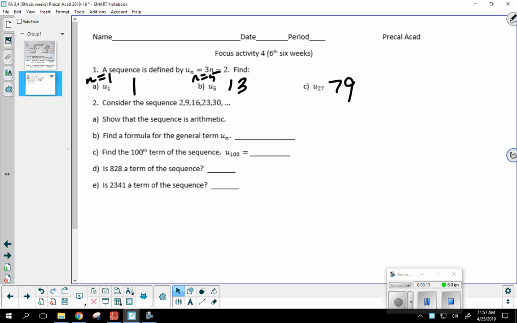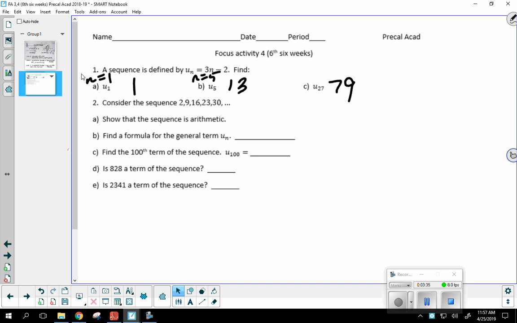Now, if it is arithmetic, do we call that 7 D or R? That's D. There we go. If it's arithmetic, that's the common difference. It's the variable D. It's R if it's geometric. That's the common... What's another word for fraction? Ratio. There we go. Ratio.